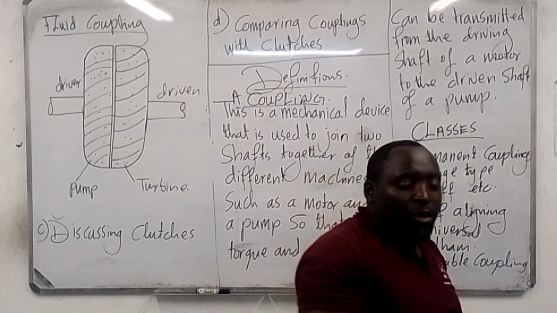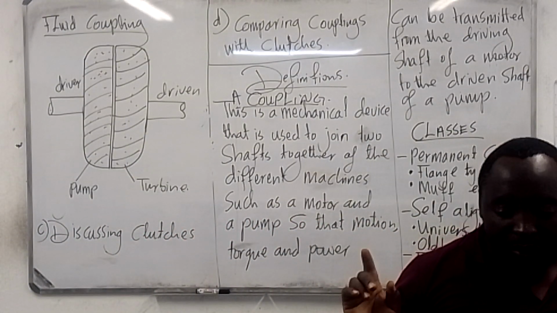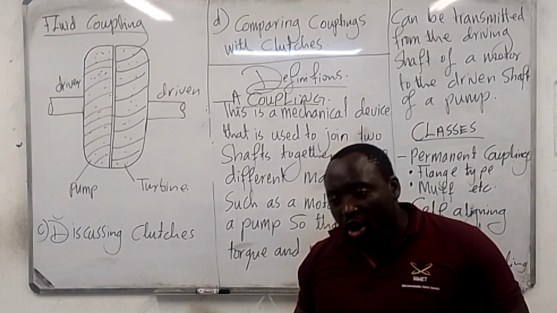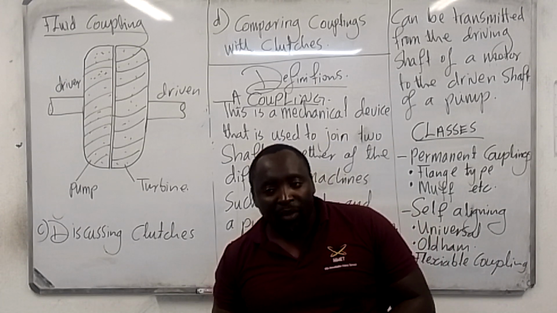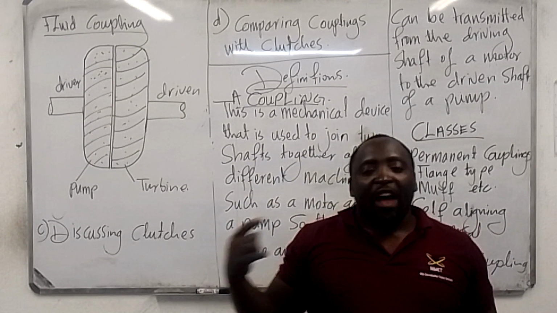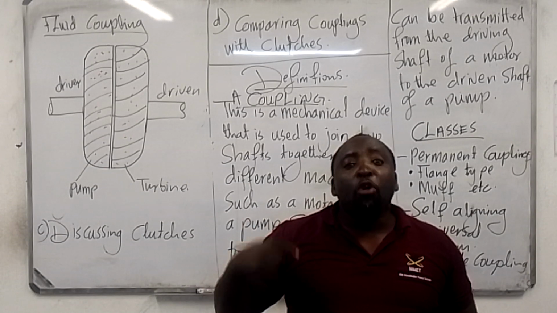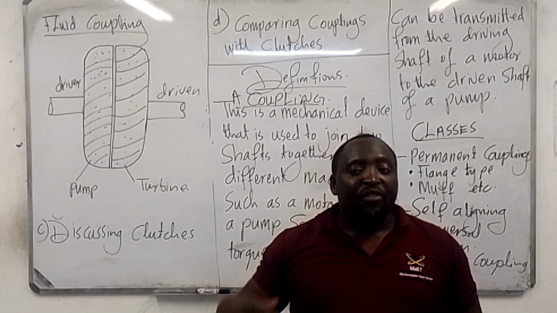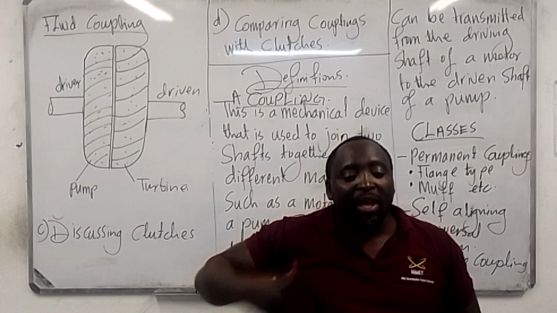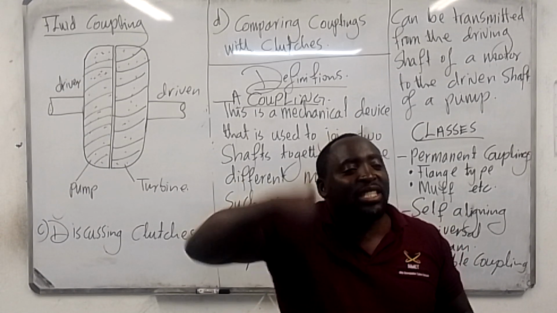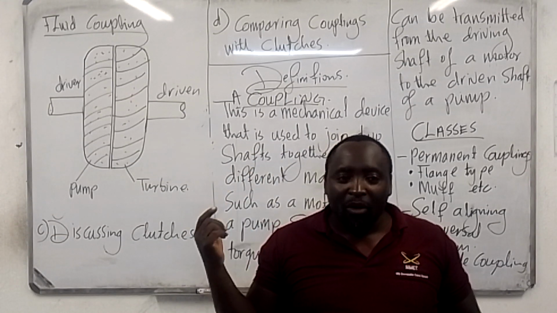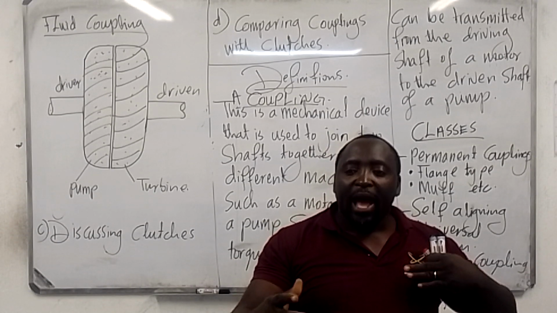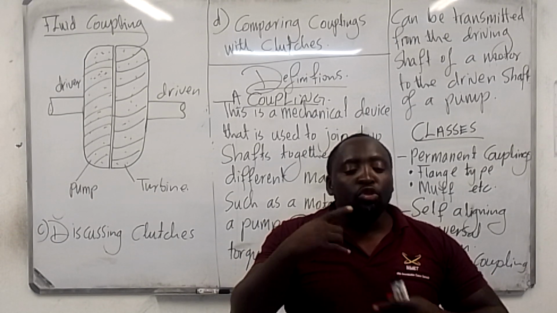Fluid coupling uses hydraulic oil. What happens? On the driving shaft, the oil will be driven like a pump, the way it pumps water. The oil will be spinned. So as the spinning is taking place, what happens? The oil, because of its cohesion force and its adhesion, it will twist.